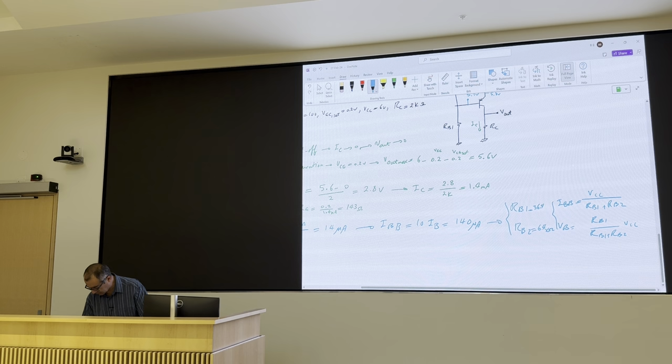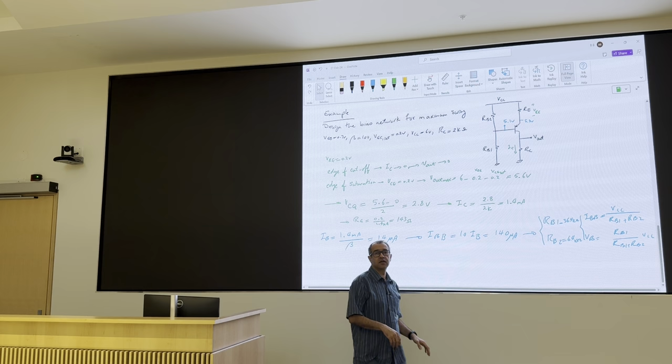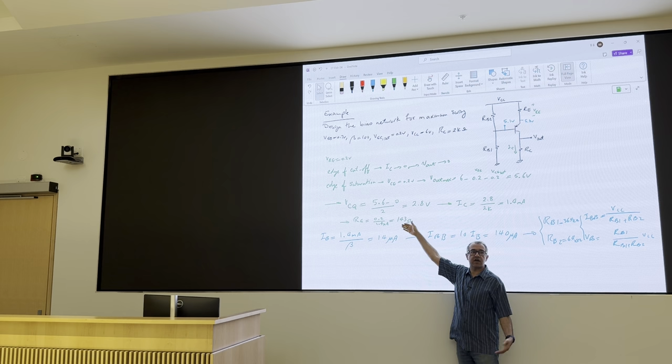Now, once you're here, you're not done. Because now you know what resistor values you want to have. The problem is that you don't always have the resistor that you like. You have to look at what is available in your drawers from the supplier, whatever it is. So, for example, you don't have a 143 ohm resistor. You have 150 or 120. So you have to choose one.